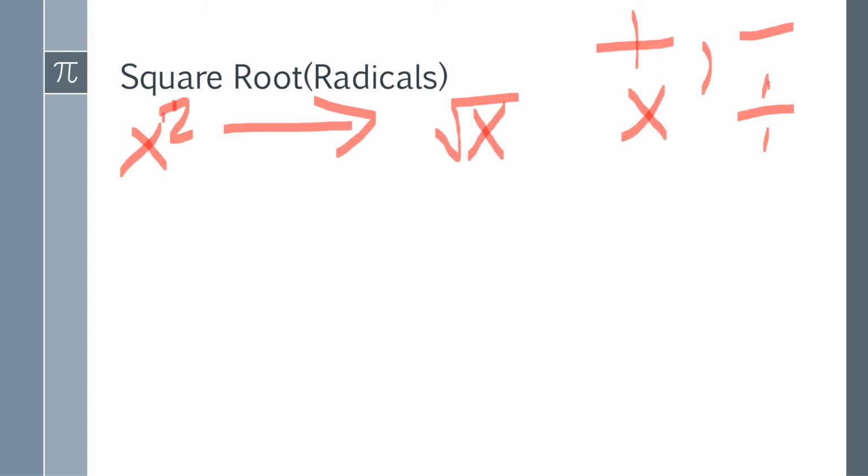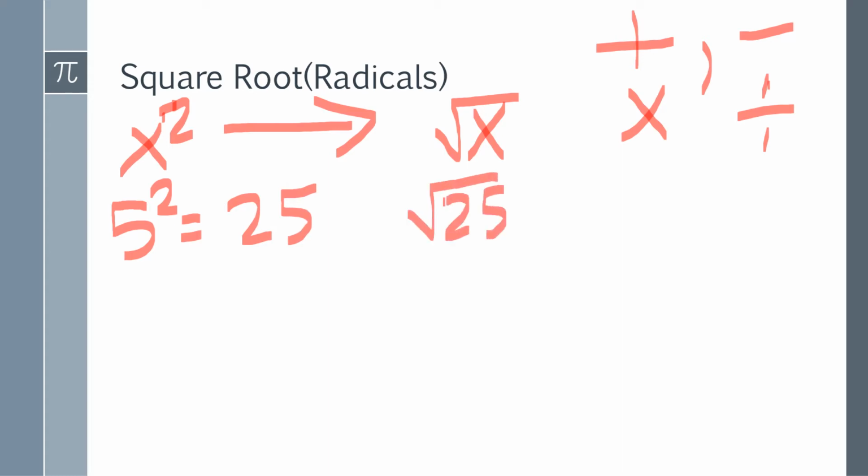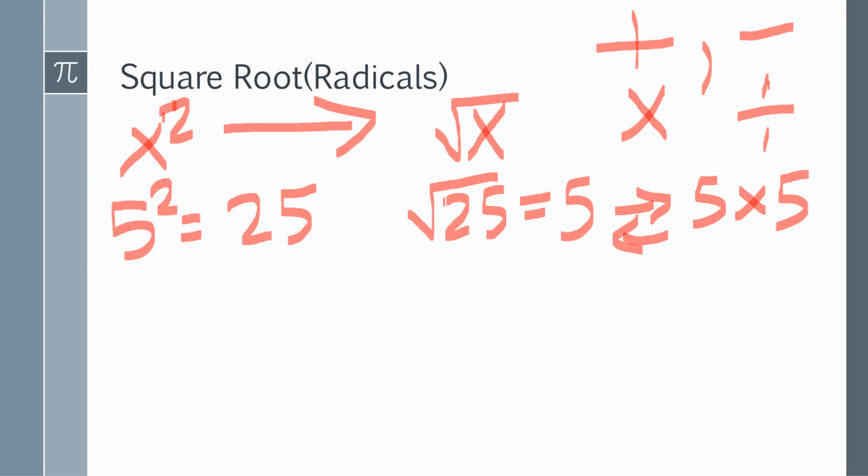Geez, Michelle, where are you going with this? So let's do it. So we know 5 squared is equal to 25, right? Well, the square root of 25 is 5 because 5 times 5. And you could go back to that. Or 5 squared.